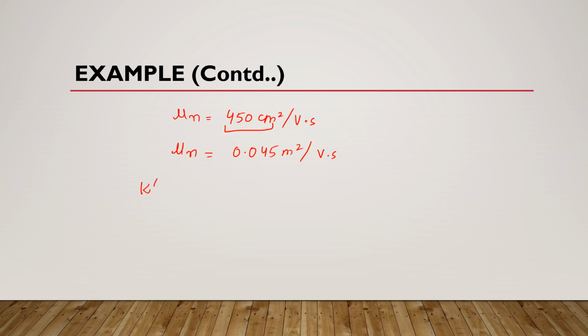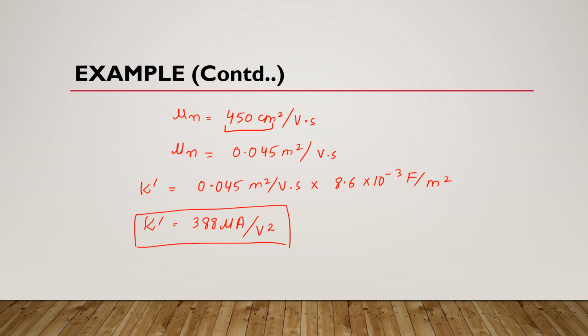It means now equation A becomes 0.045 meter square per volt second multiplied by 8.6 into 10 raised to the power minus 3 farad per meter square. Okay. After solving this, you will get the value of process transconductance parameter, which is 388 microampere per volt square. Okay, so this is your answer.